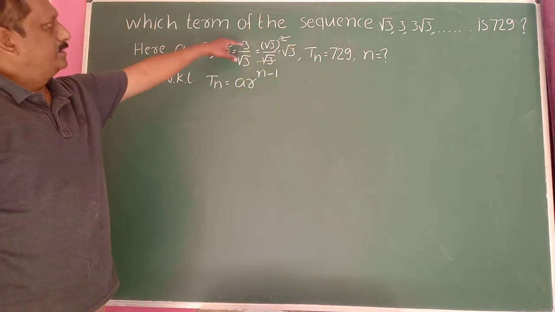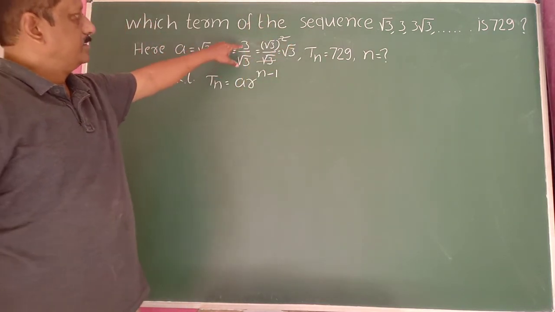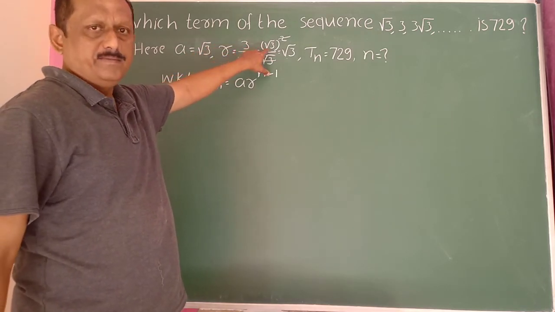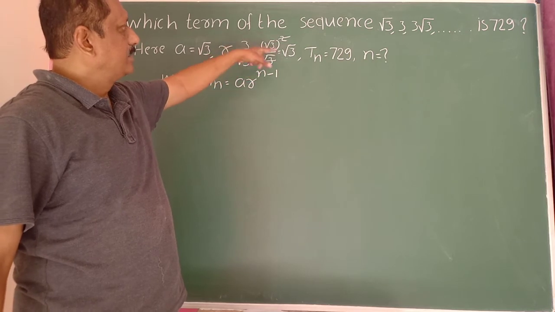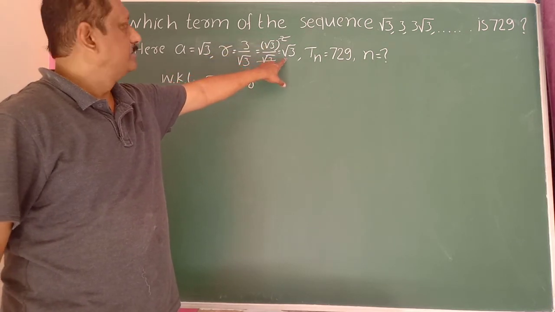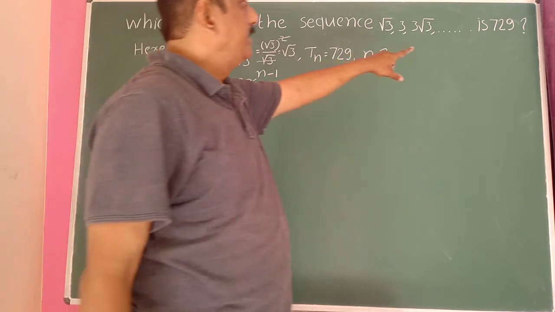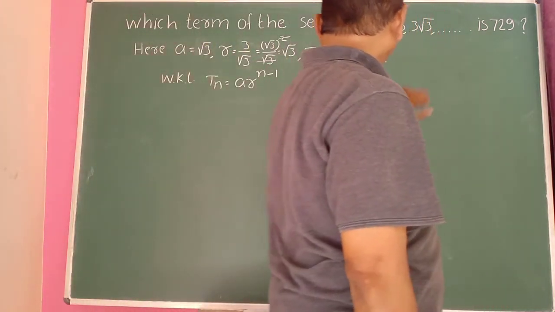Second term divided by first term: this 3 can be written in the form of root 3 squared divided by root 3. One root 3 cancels, one root 3 remains. So r is equal to root 3. Next, Tn is 729. Then find the value of n.